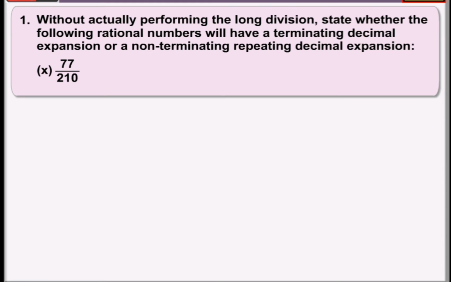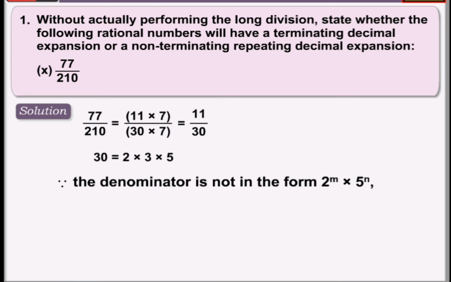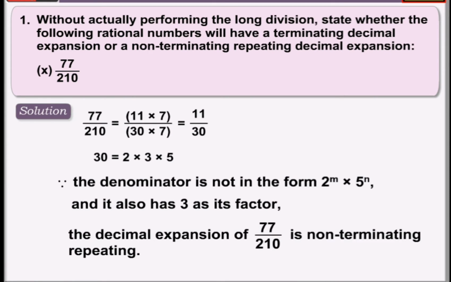Number 10. 77 upon 210. Answer. Here, after factorization, 77 upon 210 would be 11 into 7 upon 30 into 7. That is 11 upon 30. Now 30 is further equal to 2 into 3 into 5. Since the denominator is not in the form of 2 raised to power m into 5 raised to power n, and it also has 3 as its factor, the decimal expansion of 77 upon 210 is non-terminating repeating.